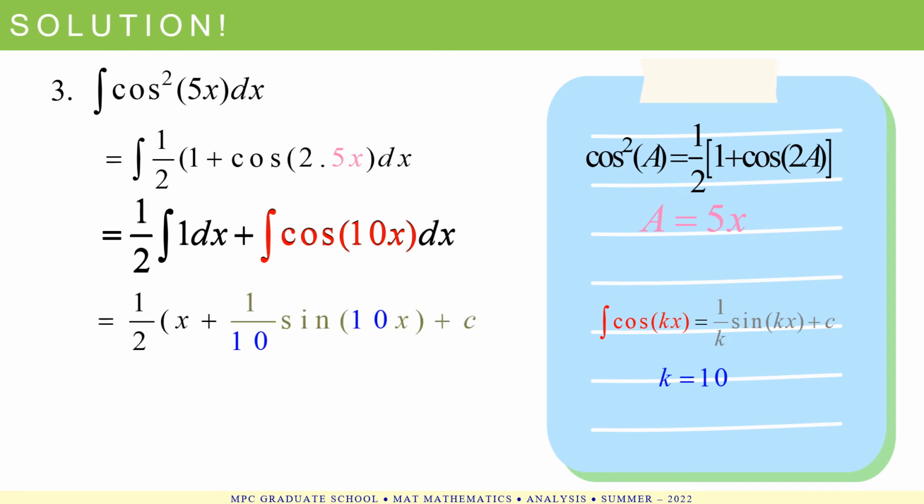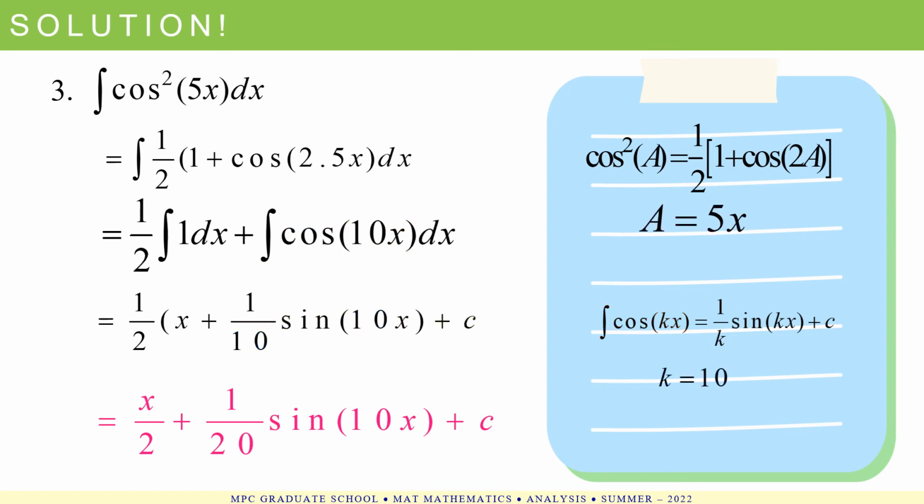So doing it, we have 1/2 times the quantity x, which is the integral of 1 with respect to x, plus 1 over 10 sine 10x plus c. Simplifying it, we have x over 2 plus 1 over 20 sine 10x plus c. Therefore, the integral of cosine squared 5x with respect to x is x over 2 plus 1 over 20 sine 10x plus c.